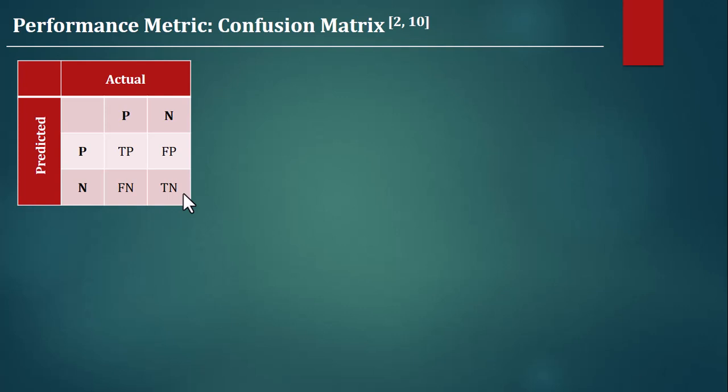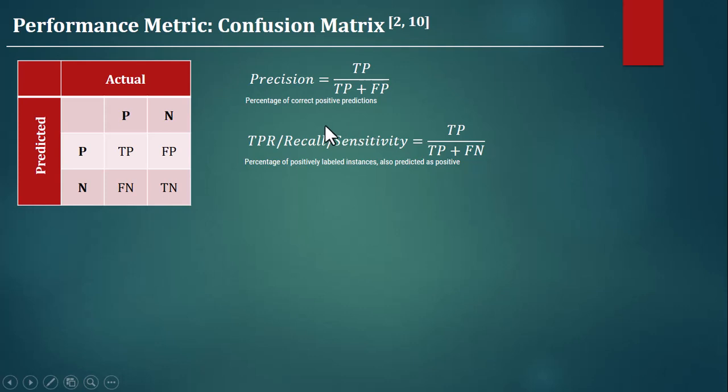Based on this, we can have many different evaluation parameters. The first one is precision. Precision is basically the percentage of correct positive predictions, and it is given by true positive upon true positive plus false positive. Similarly, we have the true positive rate, that is TPR, also known as recall, also known as sensitivity, and that is given by true positive divided by true positive plus false negative, and this will tell us the percentage of positively labeled instances also predicted as positive.